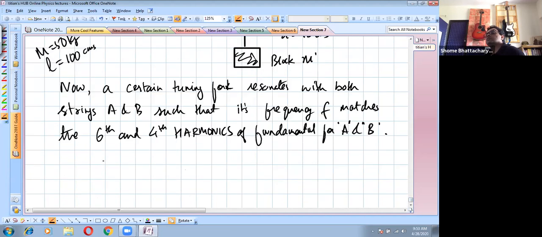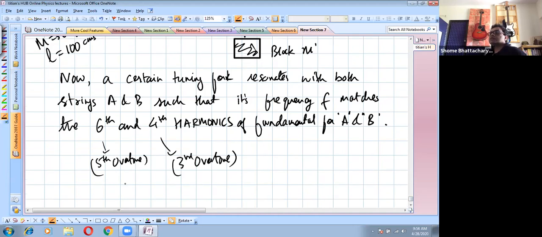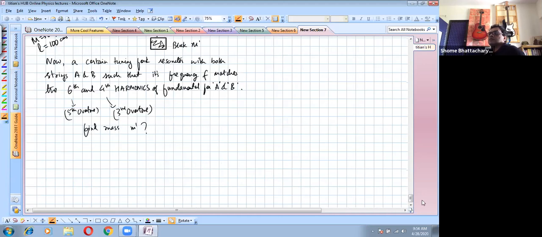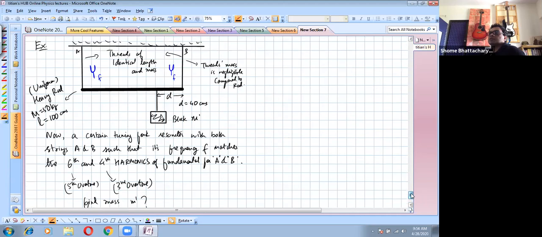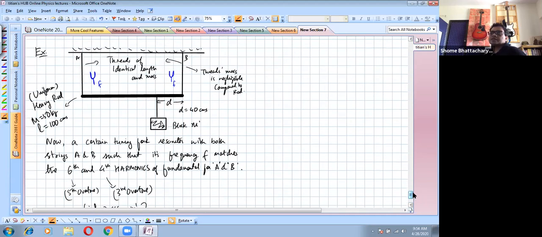Sixth harmonic is the same thing as fifth overtone. This is the same thing as third overtone. So another way of saying the question would be that it resonates with the fifth overtone and the third overtone of the strings E and B respectively. Okay. So we have to find the mass m prime that we've added here. So this is the typical type of question related with standing waves, but with a bit of mechanics added in.